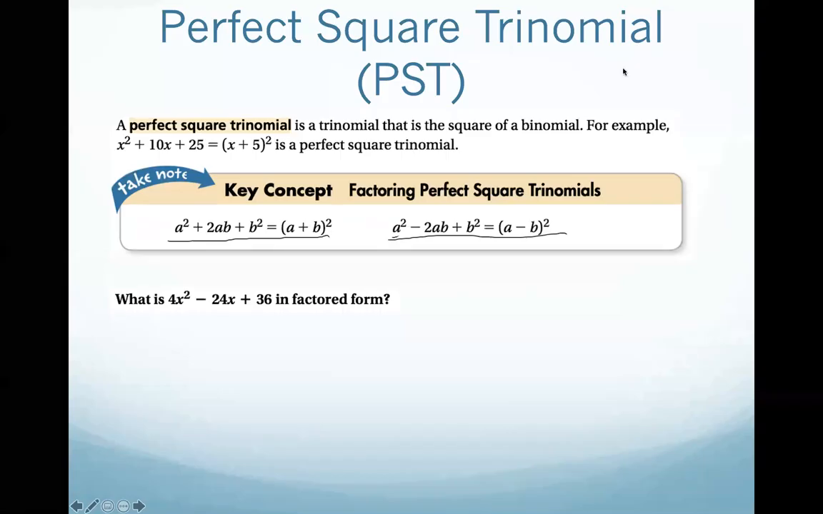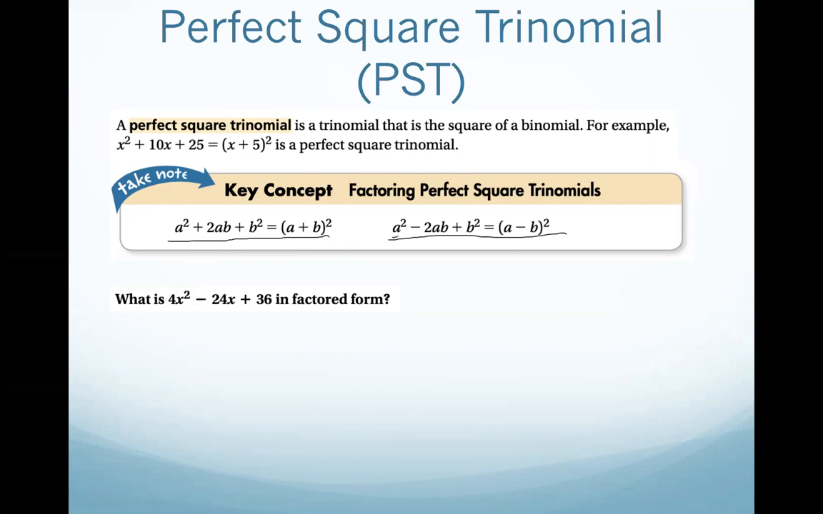So our first step here is going to be to look at these, and I have 4, 24, and 36. That seems like they have something in common. They actually all have a greatest common factor of 4. So let's factor out that 4. We're left with x squared minus 6x plus 9.